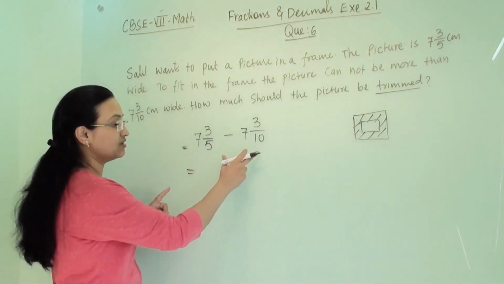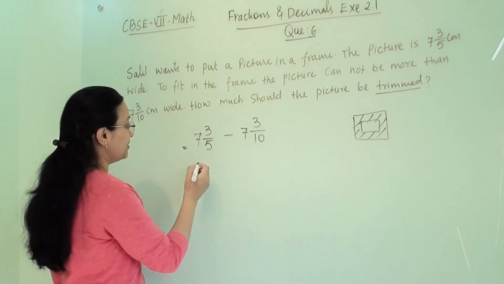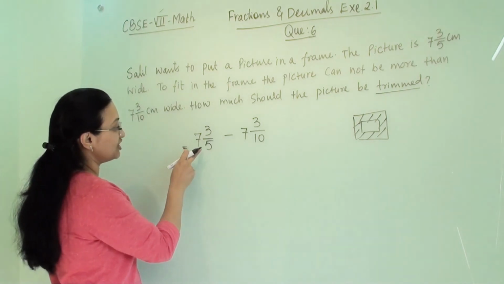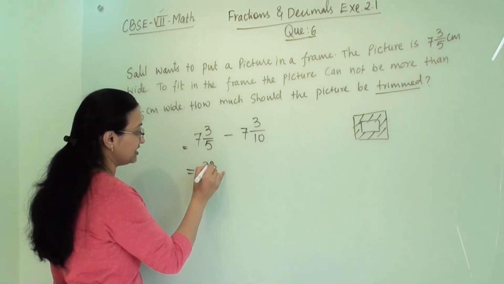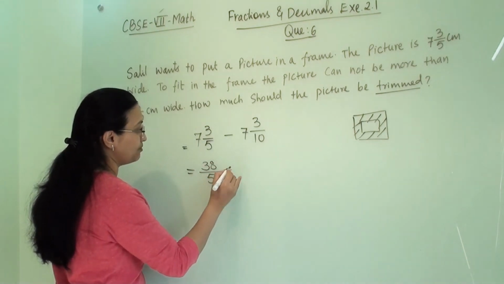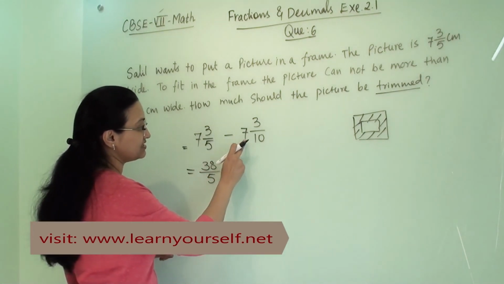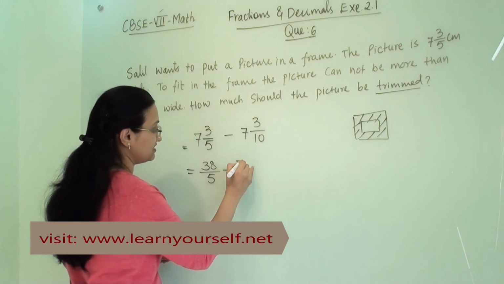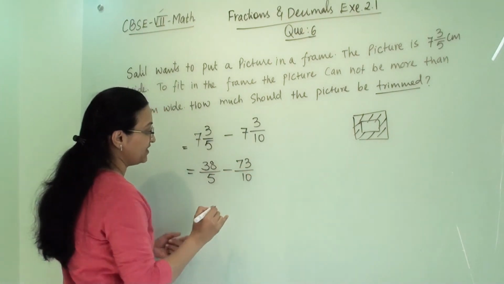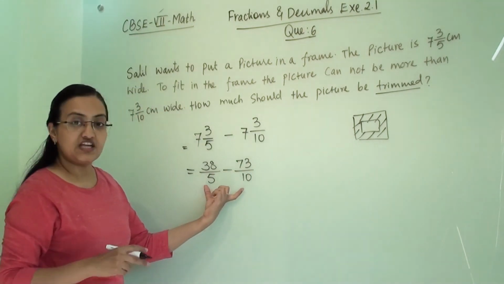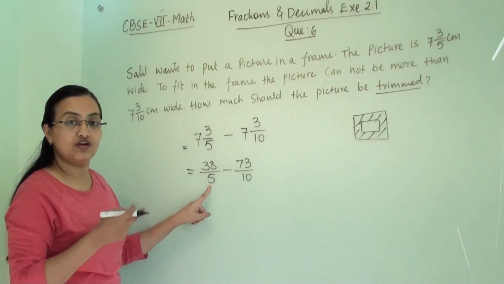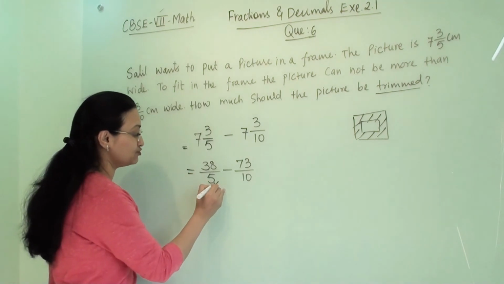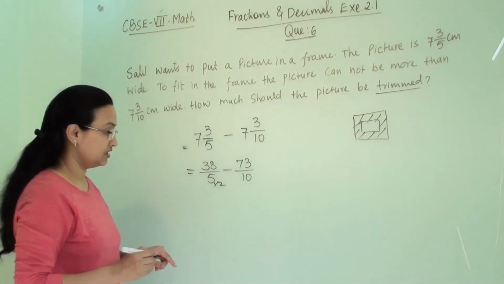So now let us convert them into improper fractions. 7 into 5 is 35 plus 3. So here we will get 38 divided by 5 minus 7 into 10 is 70 plus 3, 73 divided by 10. Now we have to change them into like fractions. Here 10 is already there, so we have to convert this fraction into 10. To do so we have to multiply here with 2.